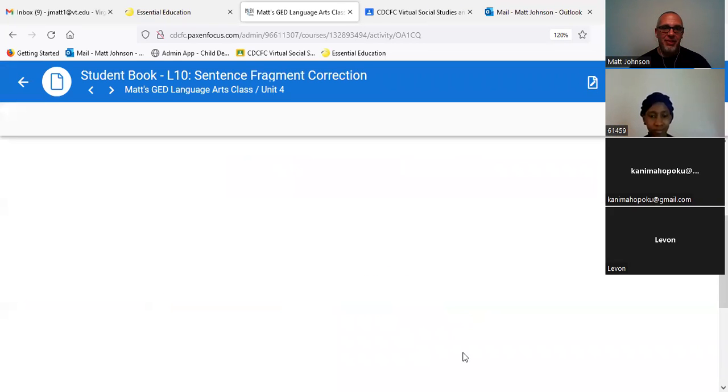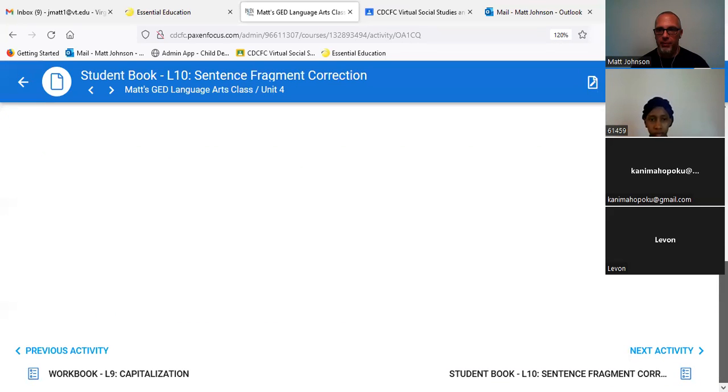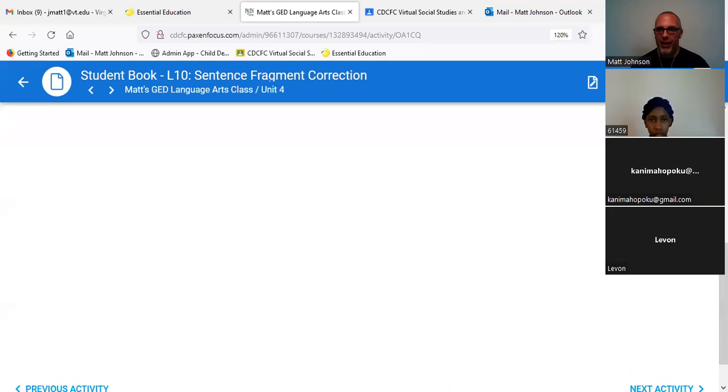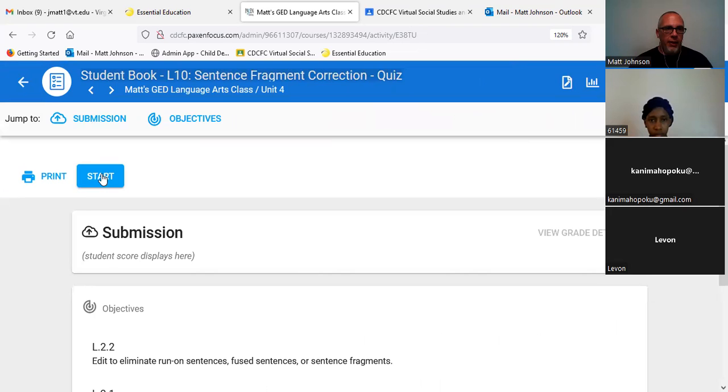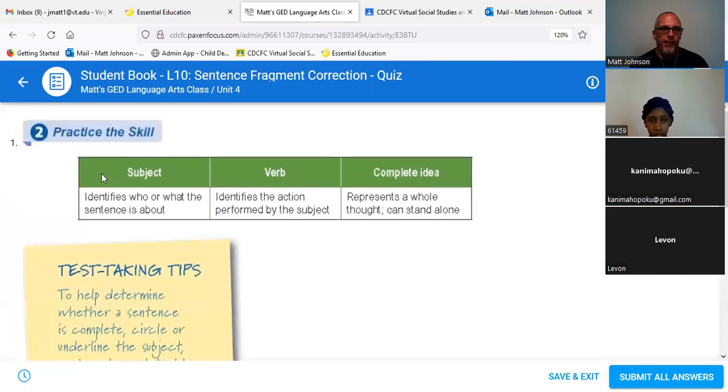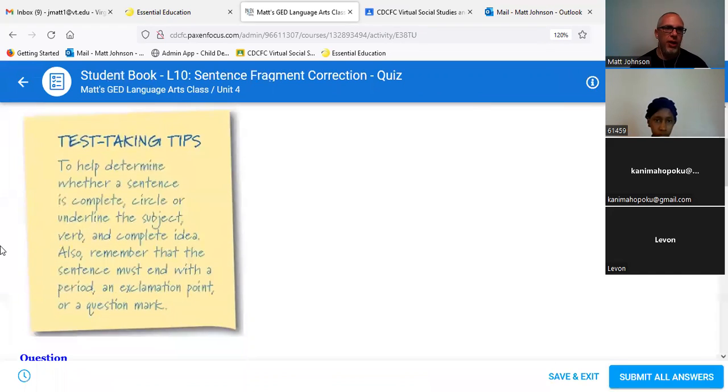All right. So we'll look at our few practice questions here on forming complete sentences and identifying fragments. Okay. Right. So their test taking tip is, to help determine whether a sentence is complete, circle or underline the subject, verb, and complete idea. Also, remember that the sentence must end with a period, an exclamation point, or a question mark.